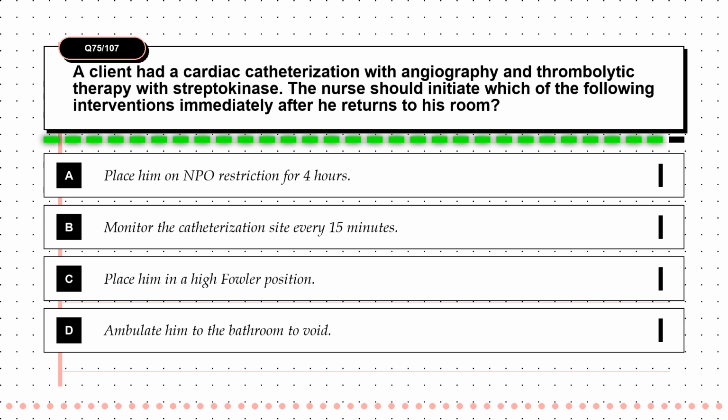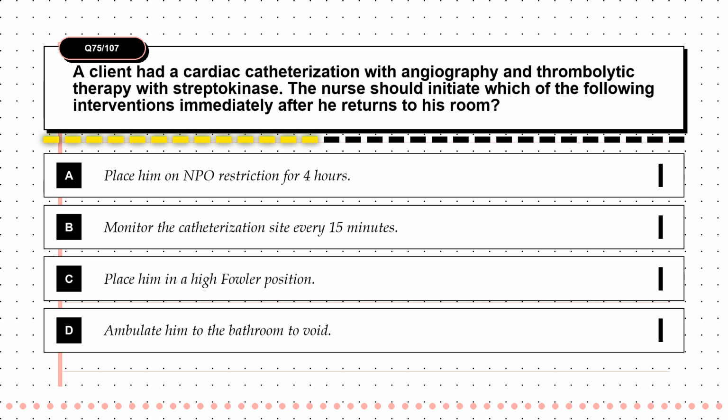Question 75. A client had a cardiac catheterization with angiography and thrombolytic therapy with streptokinase. The nurse should initiate which of the following interventions immediately after he returns to his room? Here are the options.